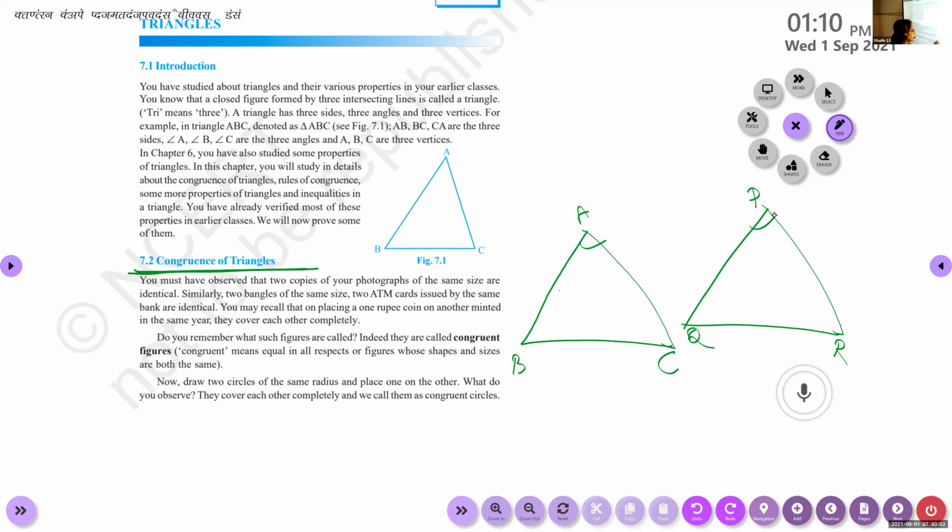See, here you can see figure 7.2. Here you can see two squares. For all squares, angles are 90 degrees. And if the sides are also equal, we can say these two squares are congruent figures, two congruent figures.